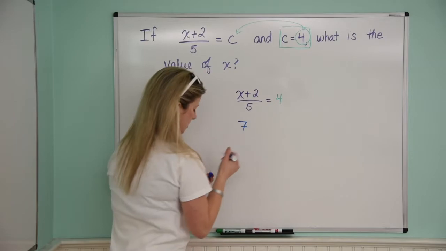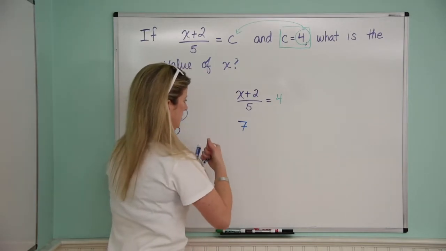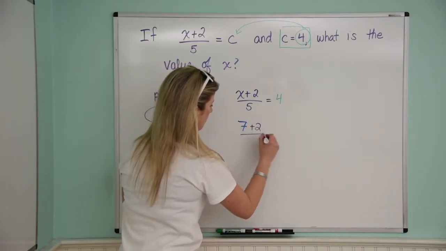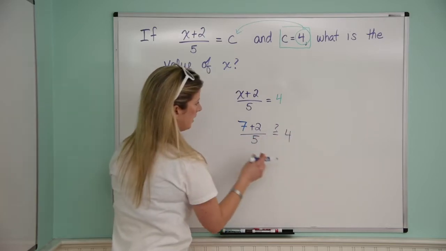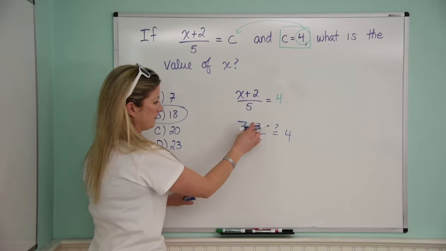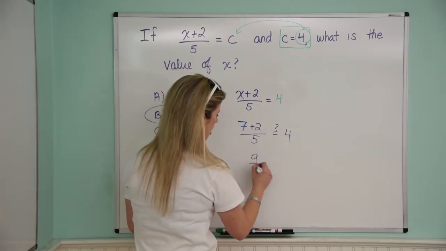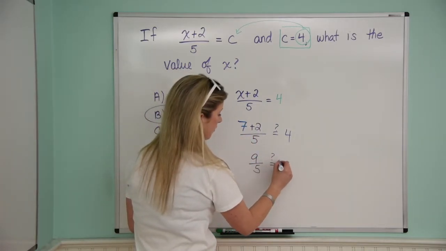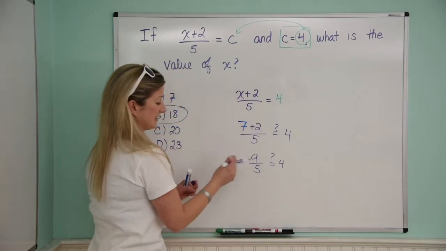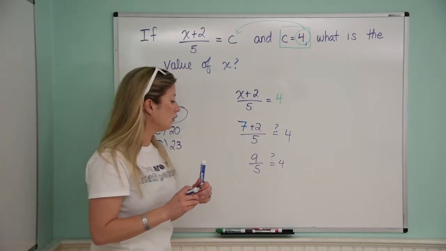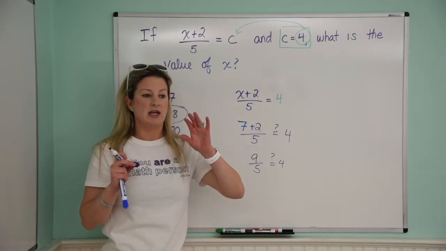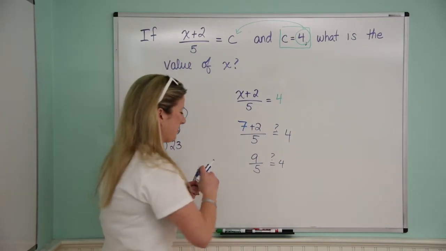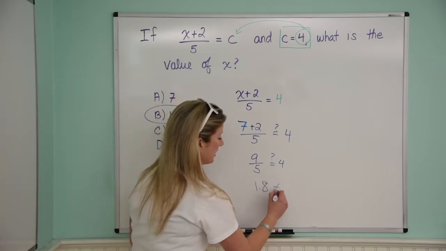So we'll do 7 plus 2 over 5, and we want to know, does that equal 4? 7 plus 2 is 9, over 5. Does that equal 4? It doesn't. Now, some students might say, let me do 9 divided by 5 and see what it is. You can, absolutely. That's 1.8, and 1.8 does not equal 4.